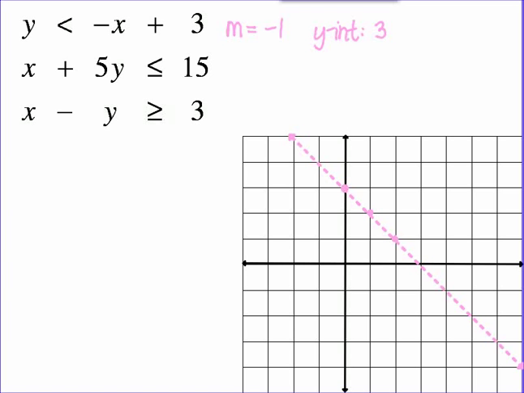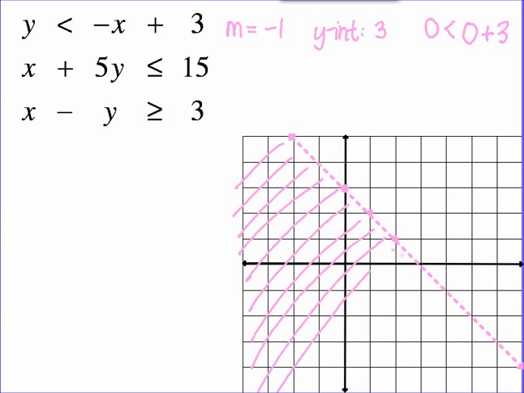So what side of the line do I shade on? You have to pick a point. Yep, pick a point. Tell me what side. 0, 0. So if you plug 0, 0 in, you get 0 is less than 0 plus 3. Is 0 less than 3? Yes. So which side am I going to shade? That half. Yep, good. So I'm going to shade this side. There we go.